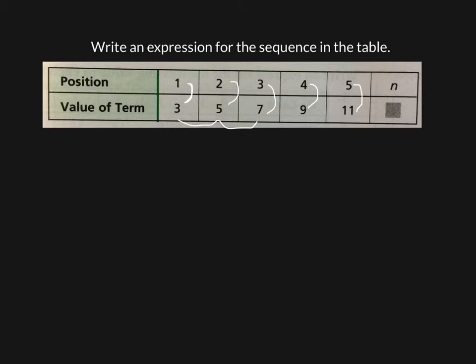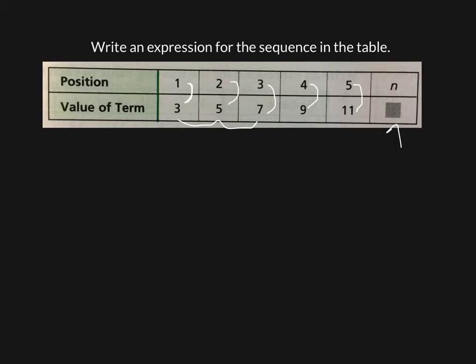So here I'm saying I'm adding 6, adding 5, adding 4, adding 3, adding 2. But how do I write that in an expression? Let's see if we can think of something else. Could I multiply by 2 and then add 1? Let's see. 1 times 2 is 2, plus 1 is 3. 2 times 2 is 4, plus 1 is 5. Oh, I think we got it. 3 times 2 is 6, plus 1 is 7. 4 times 2 is 8, plus 1 is 9. 5 times 2 is 10, plus 1 is 11.